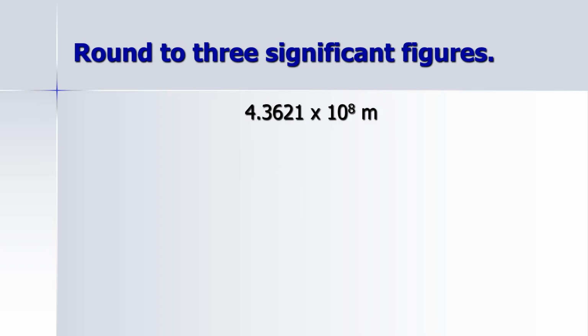Okay, now we have 4.3621 times 10 to the power of 8 meters. Now, whenever you get a number in scientific notation and you're asked to round that, just do not worry about the power of 10 part. All we are looking at is this first number, the 4.3621.